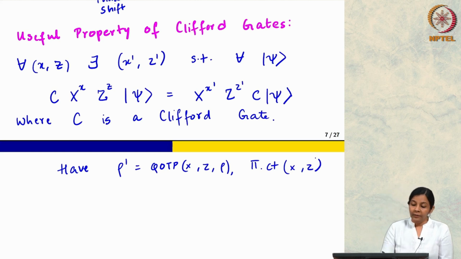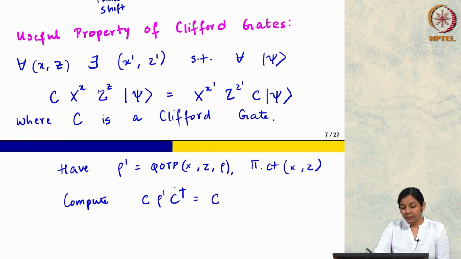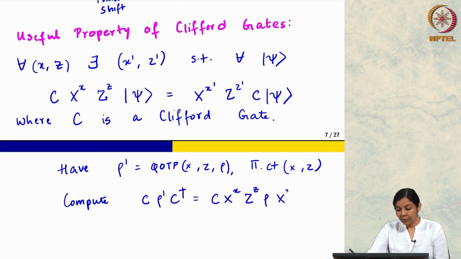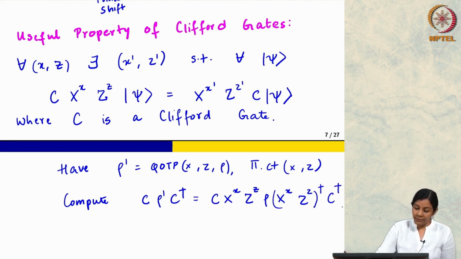So I have this. Now I claim that if I compute C rho prime C dagger, then this is good. Why is that? So C rho prime C dagger is what? It is X to the x, Z to the z, rho, X to the x, Z to the z dagger, C dagger. Does everyone agree that this is what I get? This is just by simple substitution.